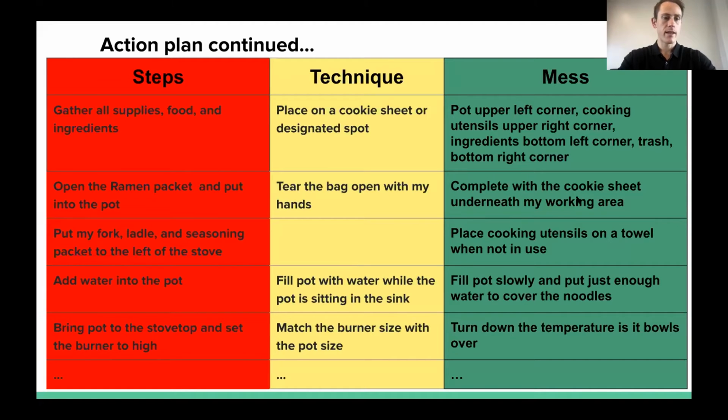So that being said, step one, we're going to gather all the supplies, food, and ingredients. We're just going to get it all together. The technique we're going to use to help us stay more organized is to place that all on a cookie sheet or some other designated spot, so that we don't lose track of where they are. So now how are we going to contain our mess and stay more organized? Well, we're going to put the pot on the upper left corner. We're going to put the cooking utensils in the upper right corner. We're going to put the ingredients in the bottom left corner of the cookie sheet. And then once we're done and we have our trash that we opened up, we're going to put that on the bottom right corner. So that will be our step one.